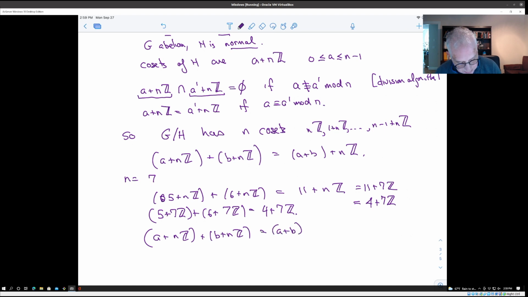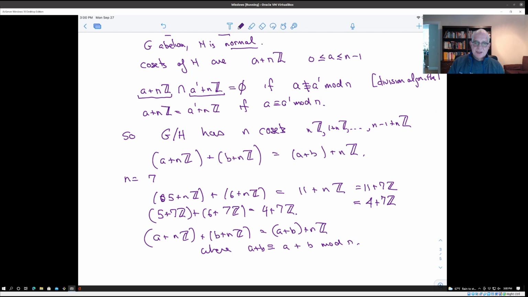And more generally, a plus nZ plus b plus nZ is c plus nZ, where c is congruent to a plus b mod n. In other words, this is a fancy, group theoretic way, using factor groups, to construct the group we already know of as Zn, whose elements were the congruence classes. The cosets are the congruence classes, and the addition of congruence classes is the addition of cosets.